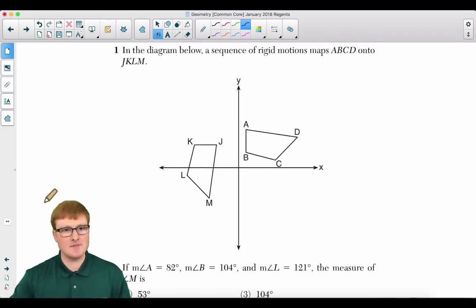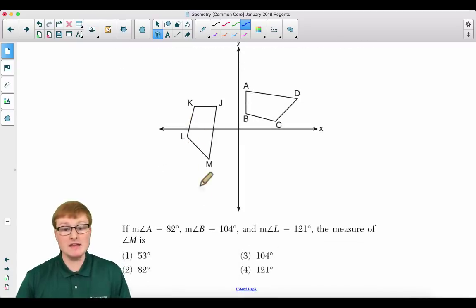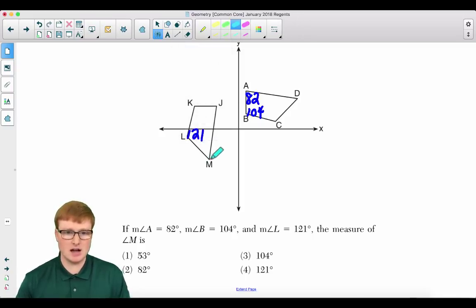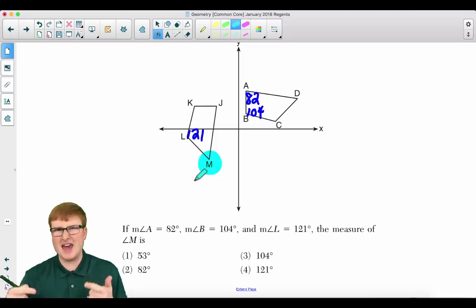Here we go. Number 1. In the diagram below, a sequence of rigid motions maps ABCD onto JKLM. If the measure of angle A is 82 degrees, let's label this as 82 degrees. The measure of angle B is 104. The measure of angle L is 121. What is the measure of angle M? So we're trying to solve for that angle.